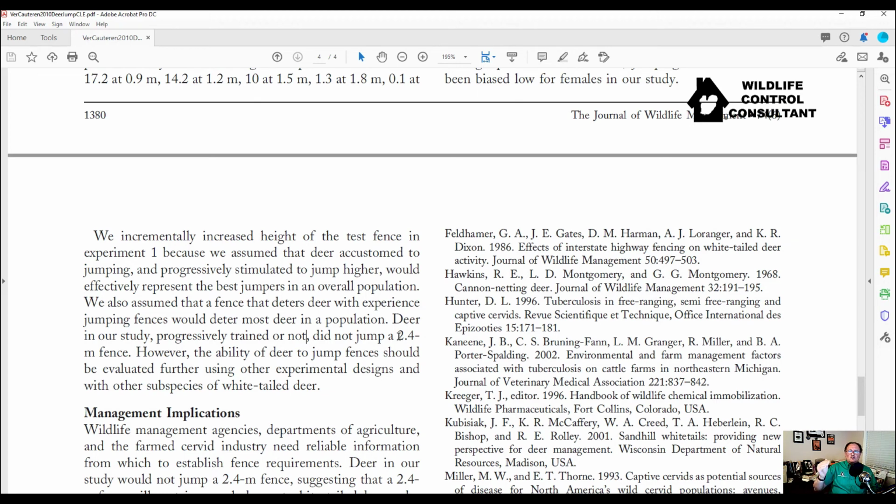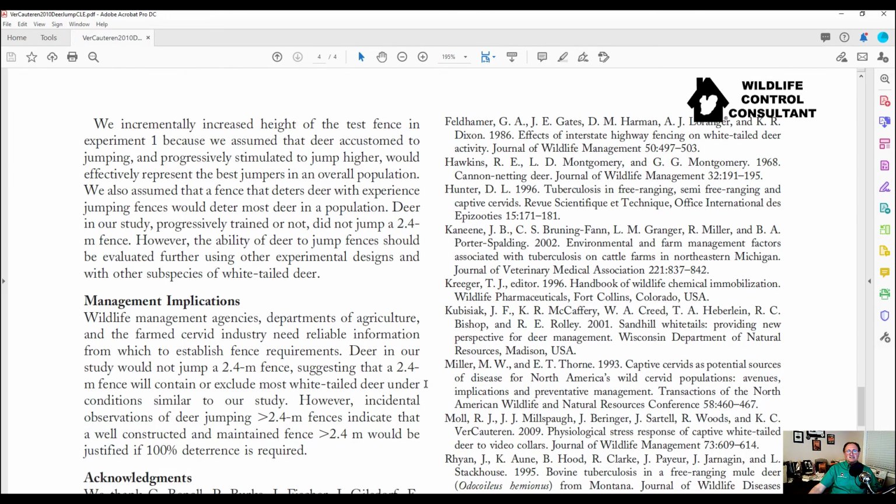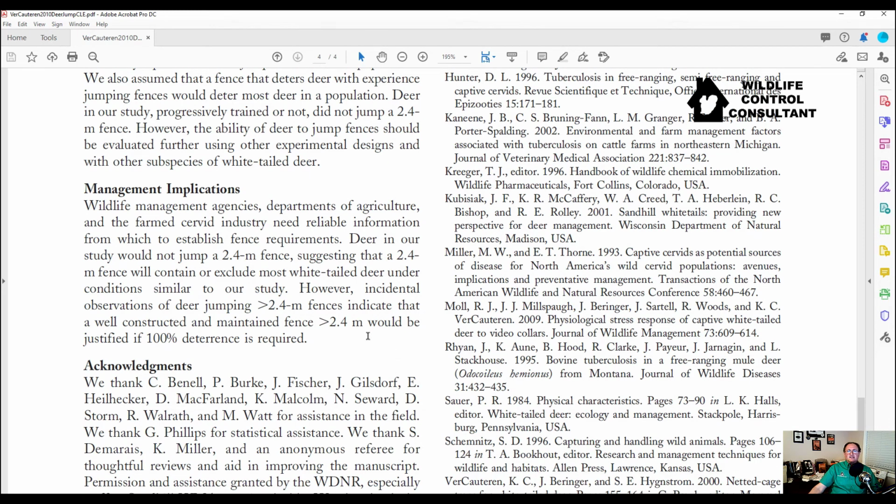So the bottom line of this publication is 8-foot fence. If you want to go 100% certainty, as it says here, more than 8 feet would be justified if 100% deterrence is needed. If you need to be absolutely sure you're keeping every deer out of your property, it's got to be taller than 8 feet.